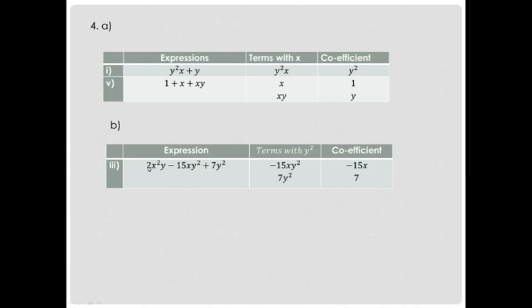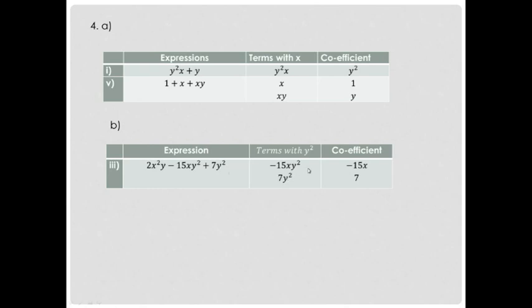So in the first term, 2x squared y is there. Is there any y square here? No, there's no y square. In the second term, here y square is there. Oh, we can take this, minus 15xy square. So we can take it because it has y square along with it. In the third term, is there any y square here? Y square is there here. So we can take 7y square.